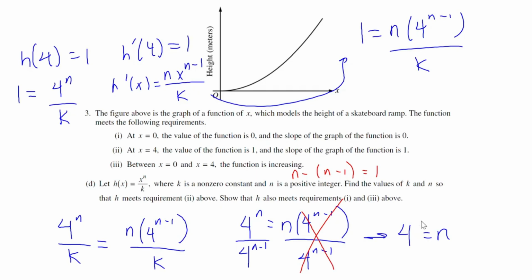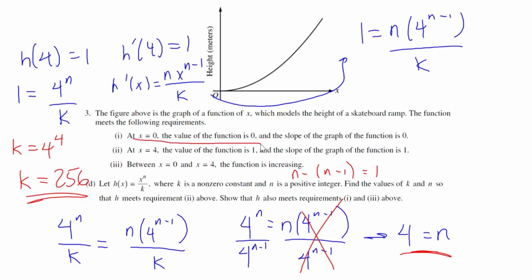So n is 4. And once we know that n is 4, we should be able to figure out what k is equal to. Just plug it into either one of the original equations. Here we have k equals 4 to the n, so 4 to the 4th. So k must be 256. So we've got a k value and we've got an n value. And we're completely out of room here, but we can now rewrite our function. Our function is going to be x to the 4th over 256.